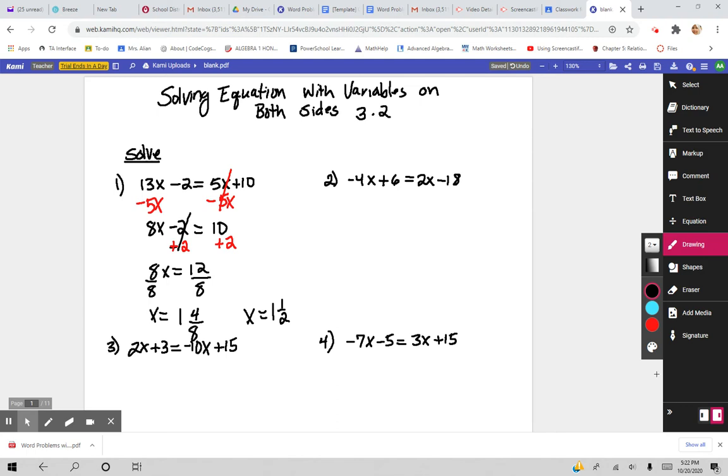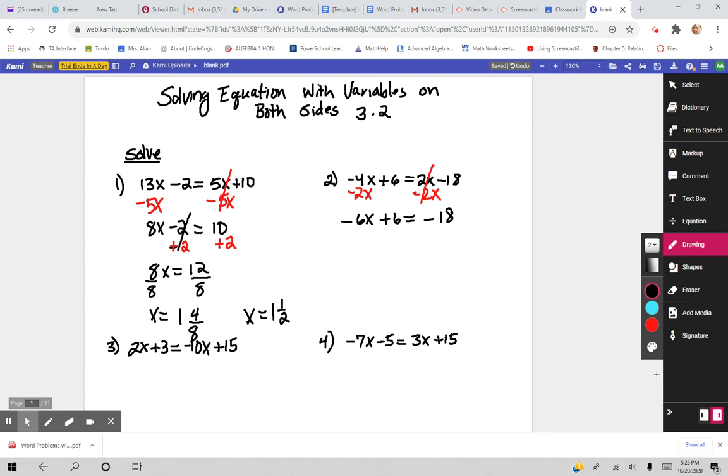Okay, let's try the next one. So our goal is to get all of our x's on one side. So let me subtract out 2x from here, subtract out 2x from here. This is gone now. So now I have negative 4x and negative 2x. You're combining them. You end up with negative 6x plus 6 equals negative 18 on this side.